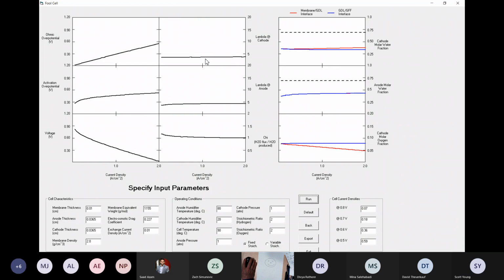Yeah, so lambda's really low, so it means the membrane resistivity has gotten large. So your ohmic overpotential is much steeper than it was before. So you don't flood, but by the time you get to 2 amps per centimeter squared, you're getting virtually 0 volts out of the fuel cell because of this huge ohmic overpotential. Okay, so how do we fix this? What should we do now?